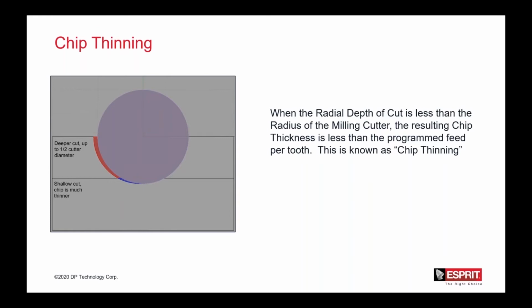Chip thinning conditions also produce less heat during the cutting process due to the reduced radial engagement. And this is why you'll see a lot of times when you're running these types of cycles, you'll see those nice bluish and purple tinted chips. That's because all of the heat is actually being expelled into the chip, not into the part and not into the tool itself, which is a great advantage.